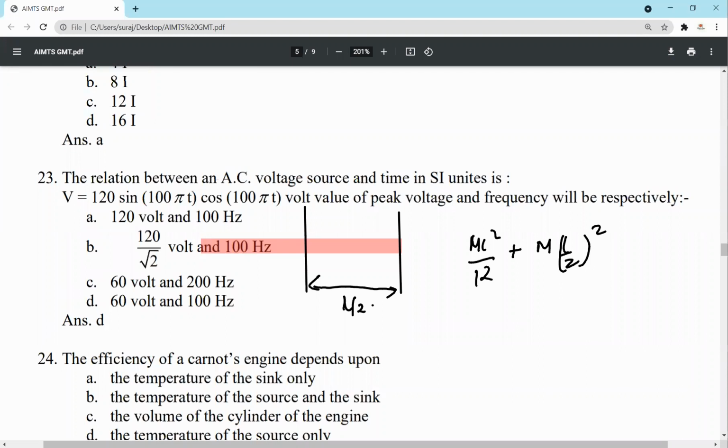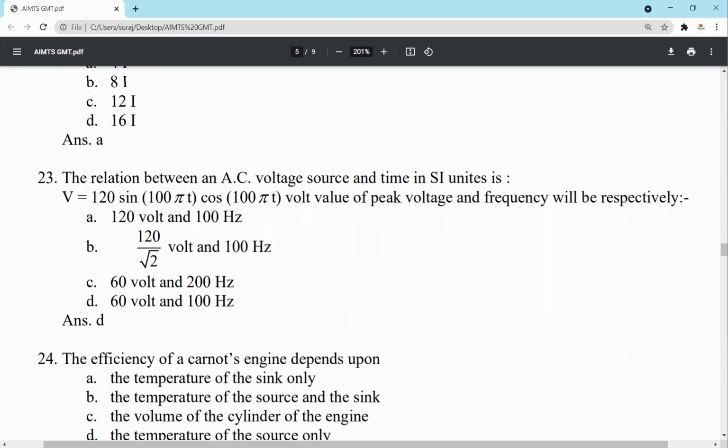The relation between AC voltage source and time in SI units is given. Volt, peak volts, value of peak voltage and frequency will be respectively. Peak voltage and frequency. 120 sine and cos. That will be V is equal to 120 divided by 2 into 2 sine theta cos theta, which is sine 2 theta. Sine 200 pi t.